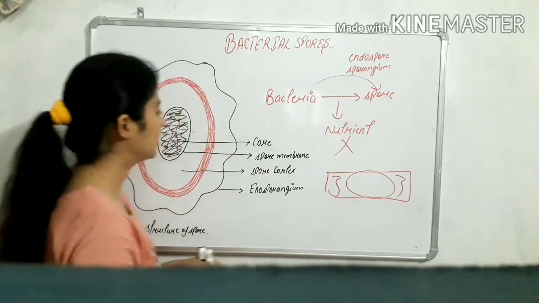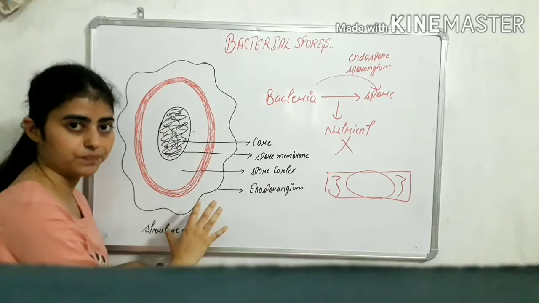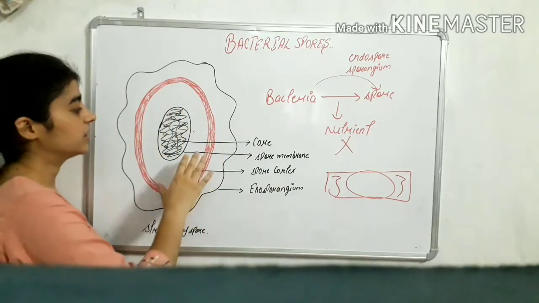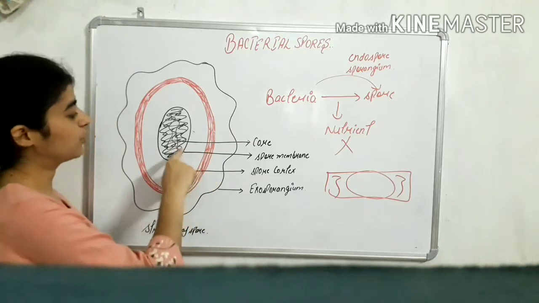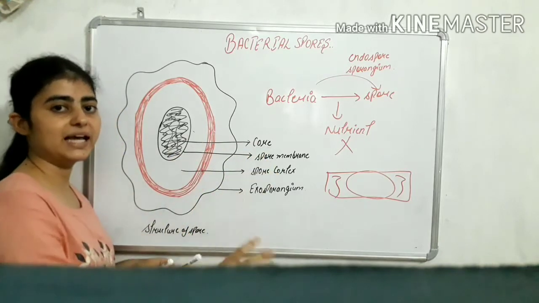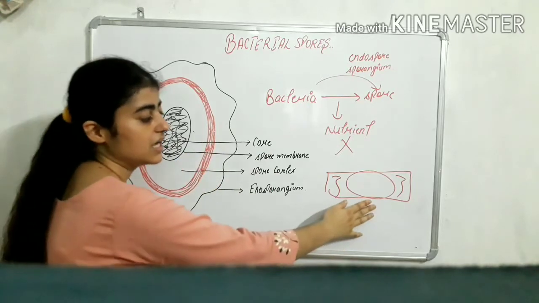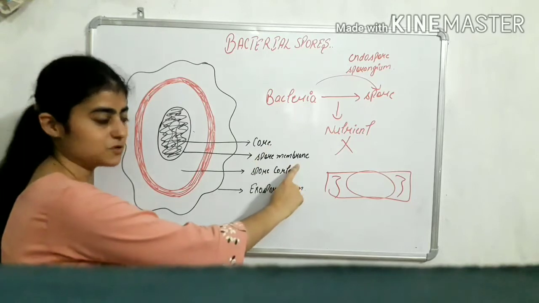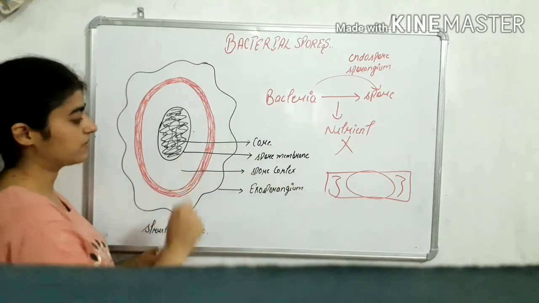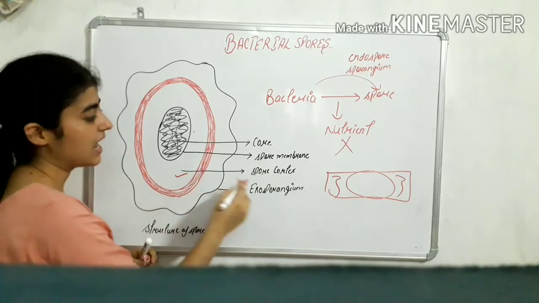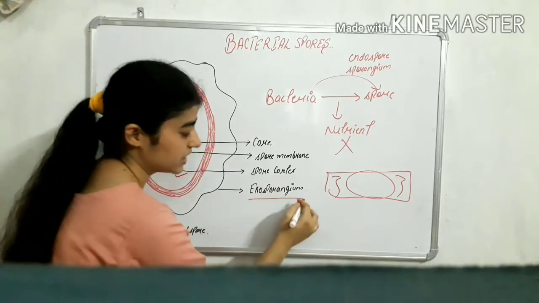So first we will look at the bacterial spore. Here is the structure of the spore. The inner part of this spore is called the core. This core encloses the DNA and genetic material of the vegetative cell. After the core, the spore membrane is present, and next to the spore membrane is the spore cortex, and the last part is the sporangium.